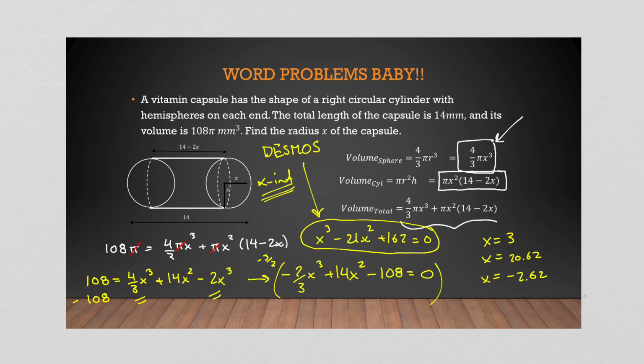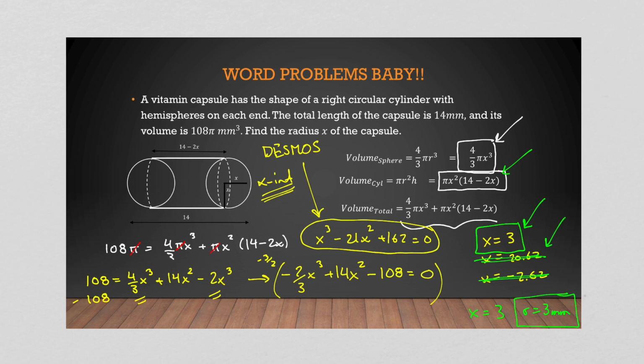And then you've got to consider what the heck these mean. So here, this is my radius, and it's 3. That's not too bad. 3 millimeters for radius sounds pretty good. 20 millimeters for radius, that's not possible. If you plug that in this part of the equation, the 14 minus 2x, you're going to end up with a negative value. So goodbye. And then you just can't have a negative value. So goodbye. So the only root that we can actually consider is that one. So x equals 3, which means my radius is 3 millimeters.